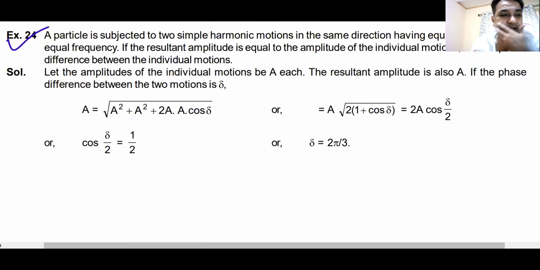A particle is subjected to two SHMs in the same direction but having equal amplitudes and equal frequency. The resultant amplitude is equal to the magnitude of the individual motion. Find the phase difference. So this question can be asked in vectors. This question can be asked in your AC chapter. In any chapter, this question can be asked. So please solve this question.